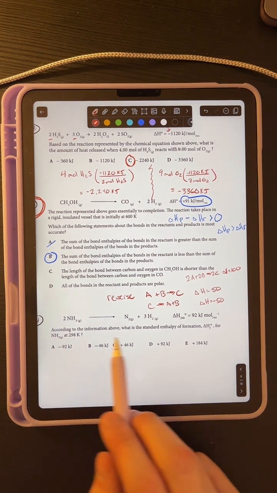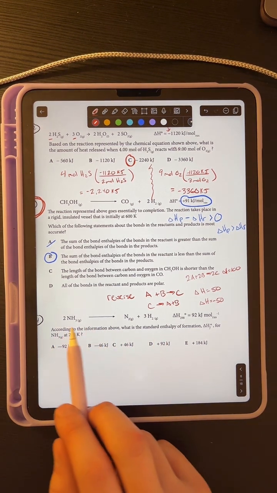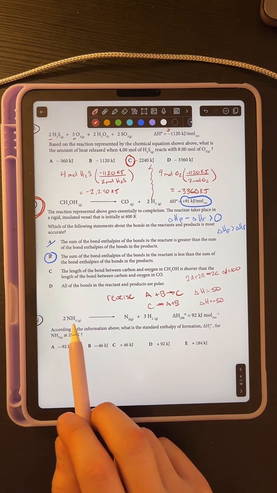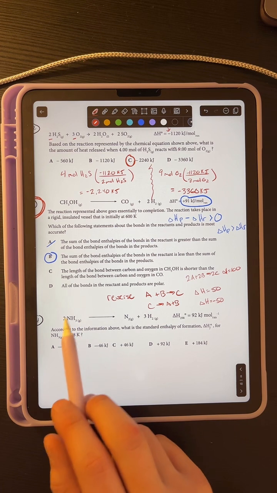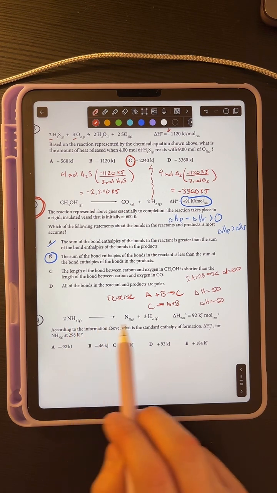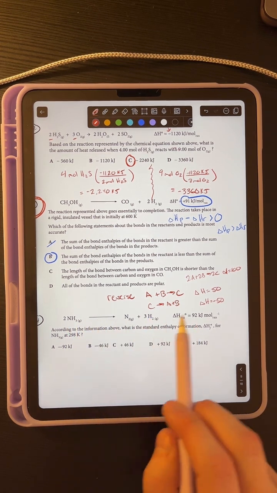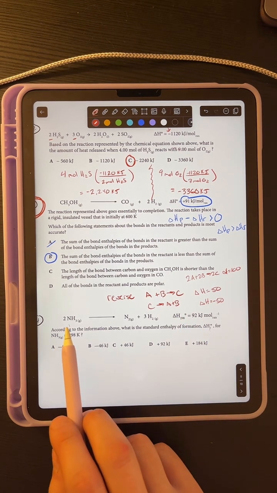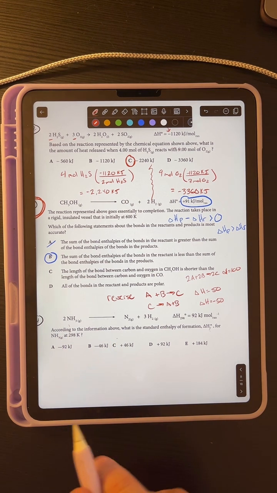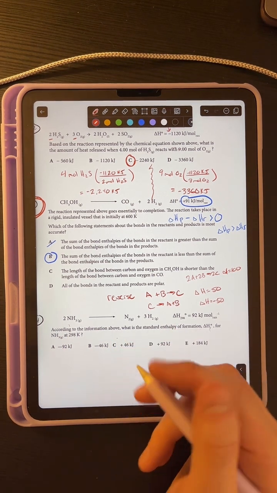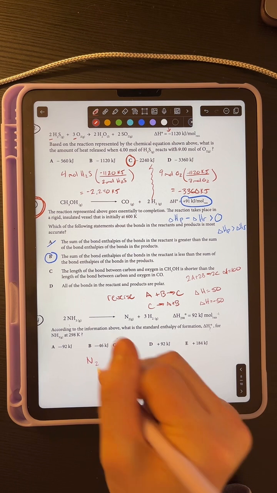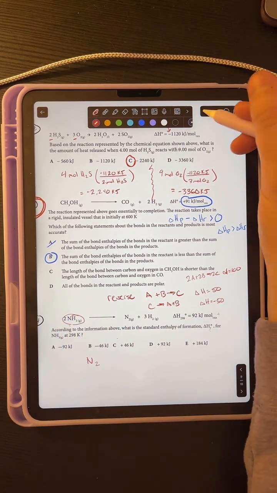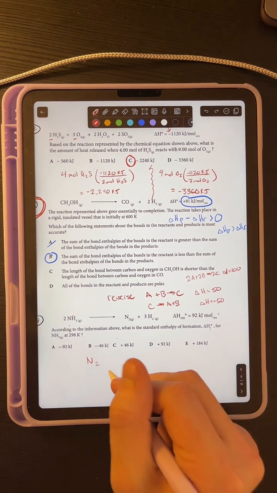So let's take a look at what's going on here. We are given this equation where we have the decomposition of ammonia. So we're breaking ammonia apart and we're given our delta H. But we want to figure out the formation of NH3 instead of the decomposition. So the first thing we're going to do is flip this, because we don't want to start with our ammonia. We want to end up with our ammonia.